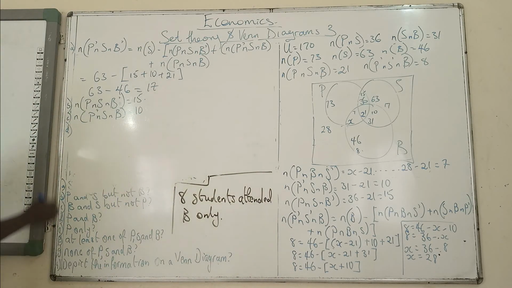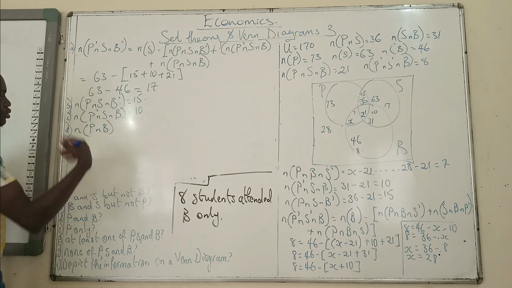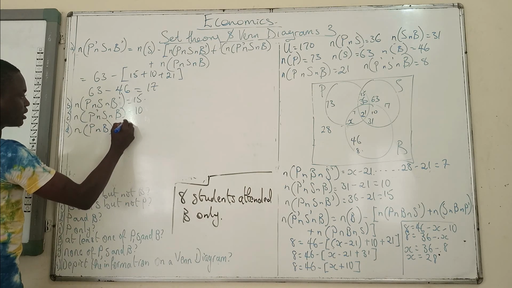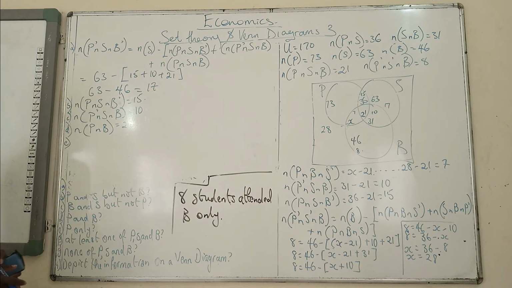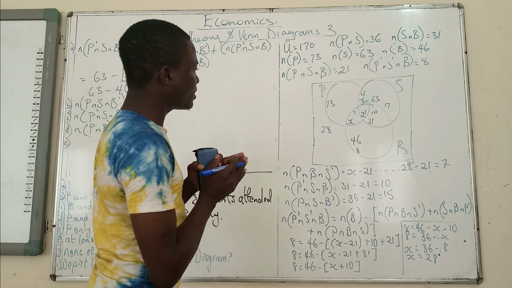How do we write that? That would be the cardinality of P intersection B. There's no need to put S prime, and that is 28. We already got that. Then we have E. I believe you understand all of these things. Then we have E, P only. How many students went to primary schools only? We've not even done that before.